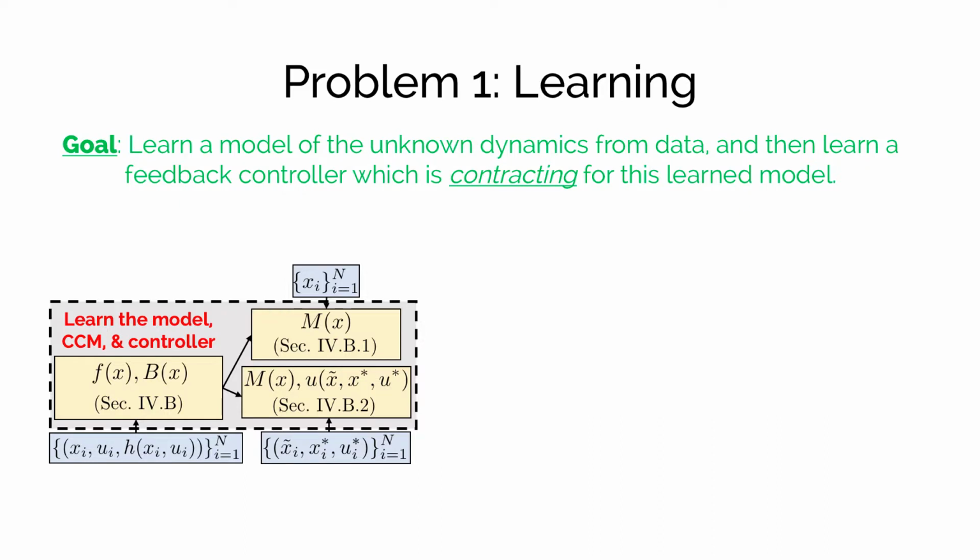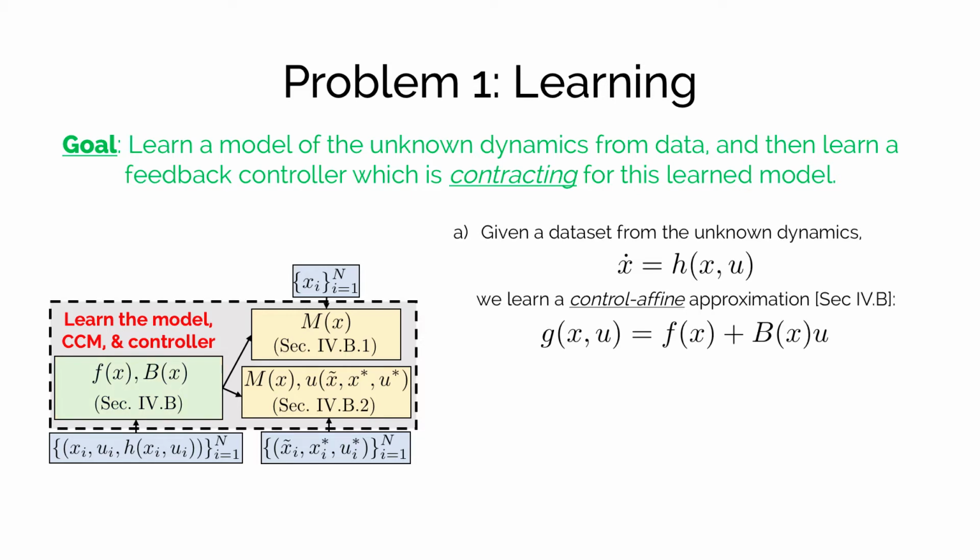We first focus on the learning component of our method. Here, our goal is to learn a model of the unknown dynamics from a dataset of dynamic samples, and then obtain a trajectory tracking feedback controller, which is contracting for this learned model. In particular, we learn a control affine approximation of the unknown dynamics, where F and B are both represented with deep neural networks. We then learn a control contraction metric M(x) for the learned dynamics, where again M is also represented with a deep neural network.